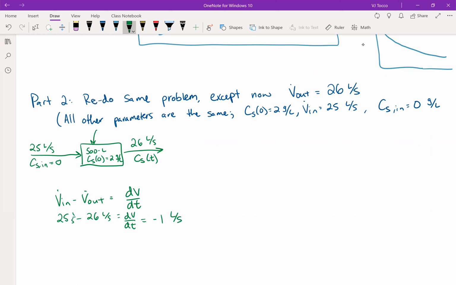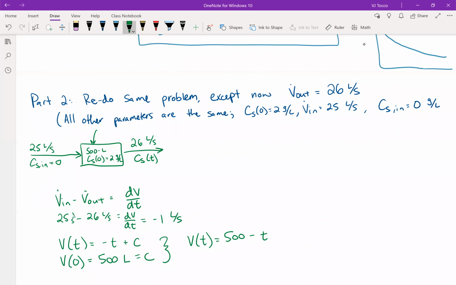Now you can solve this differential equation to obtain a function for V of t. Right, so if I bring dt over to the other side, I'm going to get V is equal to minus t plus C. More properly, V of t is equal to minus t plus C. And by plugging in my initial condition, I know that V at time 0 is equal to 500 liters. So therefore, this is also going to be equal to my C. So putting these all together, V of t is equal to 500 minus t.